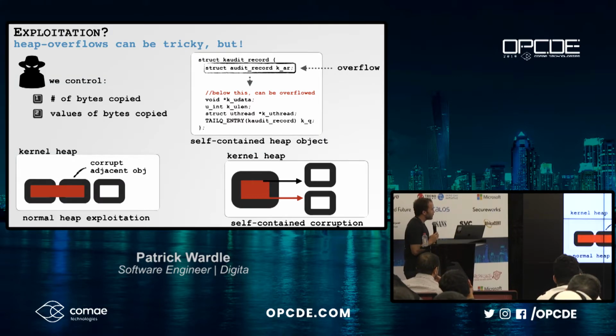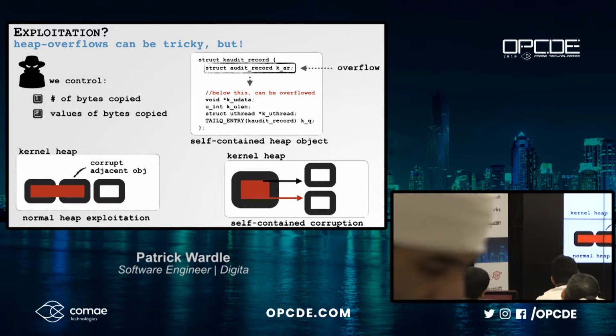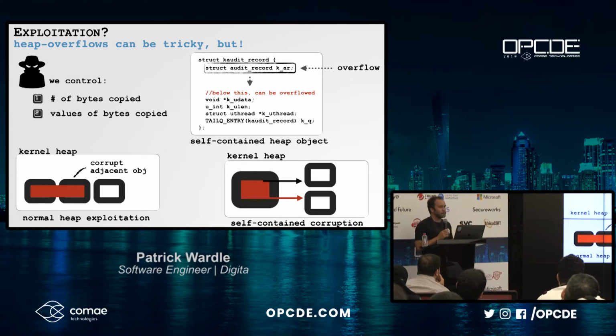So how do you exploit this vulnerability? Due to time constraints, I can't really go into all the details, but it's actually pretty easy for a variety of reasons. First, we control the number of bytes to copy. So it's a controlled overflow. You can copy and overflow as many or as few bytes as you want. We also control the values of the bytes being copied. So they can have zeros, they can have 7Fs, there's no constraints on that.